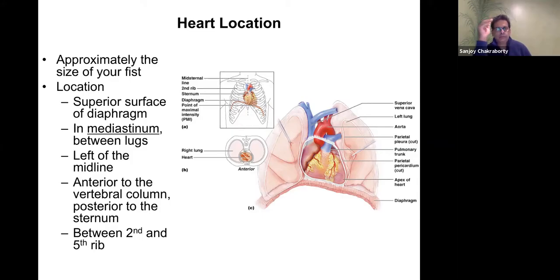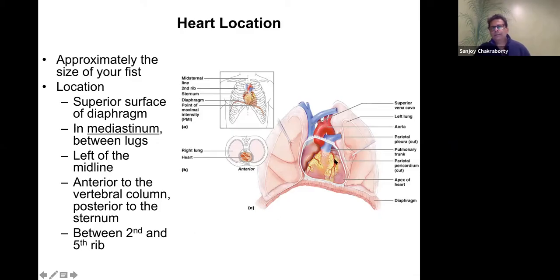The easiest way is, as I said at the beginning of the class, that the heart is located on the left side. We're going to add to that a little bit: the heart is located on the left of the midline, or you can say it is anterior to the vertebral column and posterior to the sternum. That means it's behind the sternum, but it's in front of the vertebral column. And the heart is located between the second and the fifth rib.